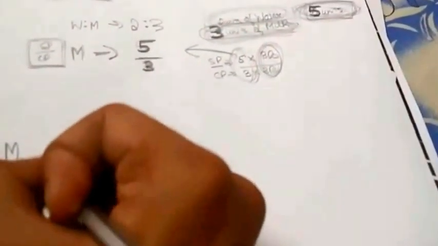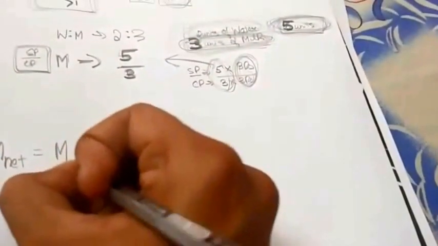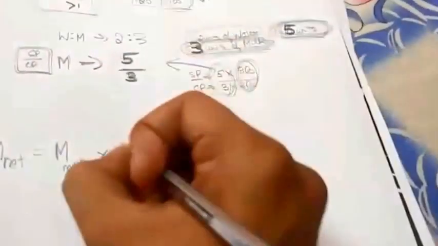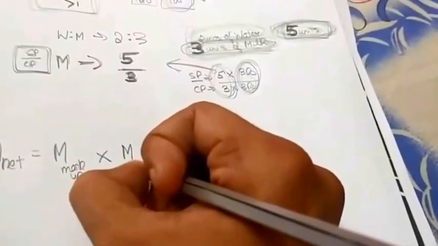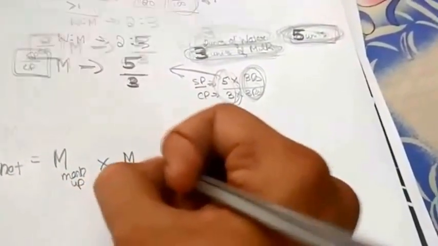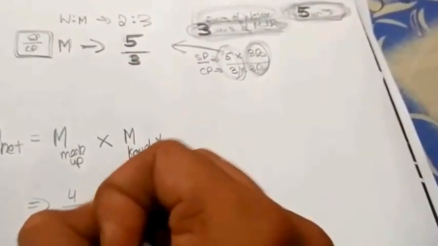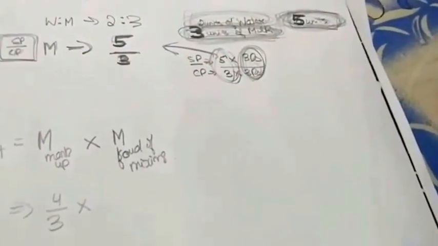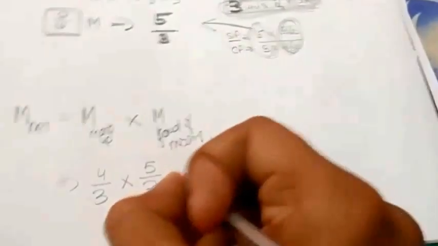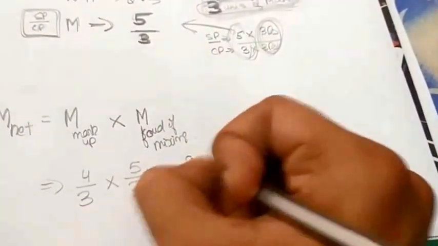So the final multiplier would be m because of markup multiplied by m because of the fraud. The markup multiplier was 4 by 3, and the mixing multiplier was 5 by 3, right? So again, your final multiplier was 20 by 9. So it comes out to be 20 by 9, right?